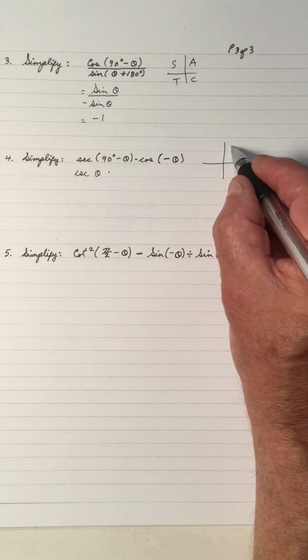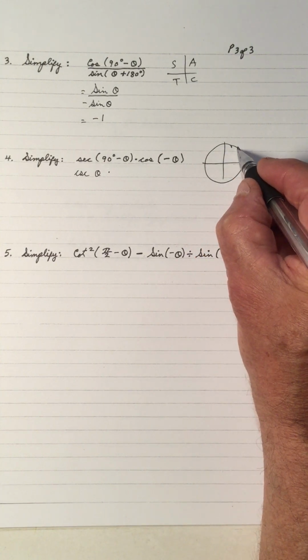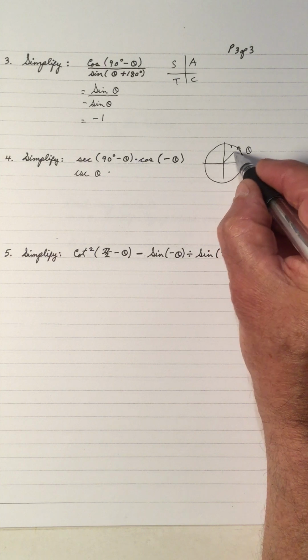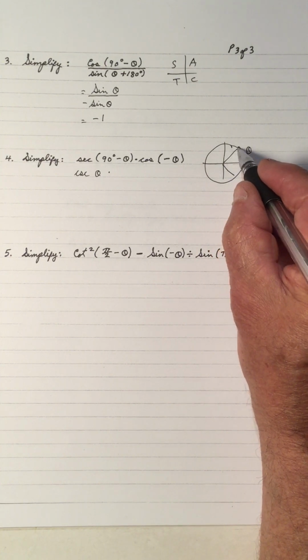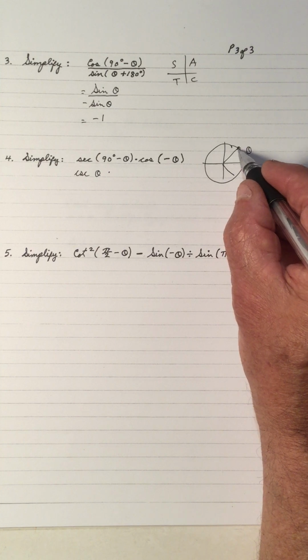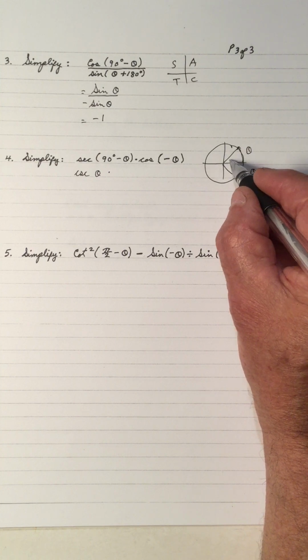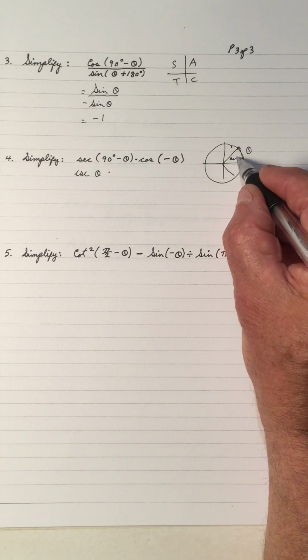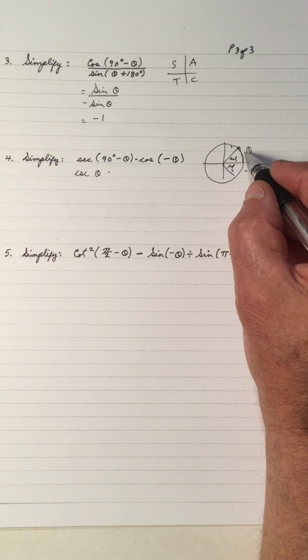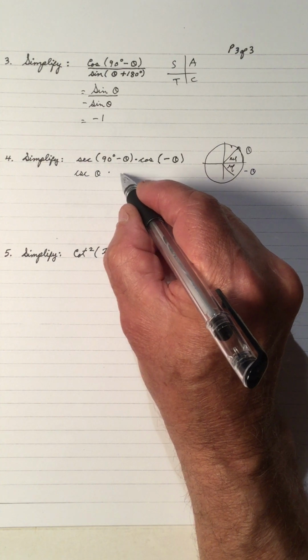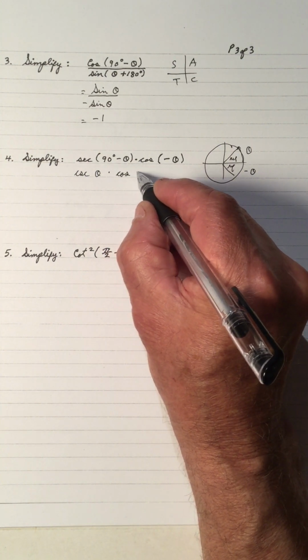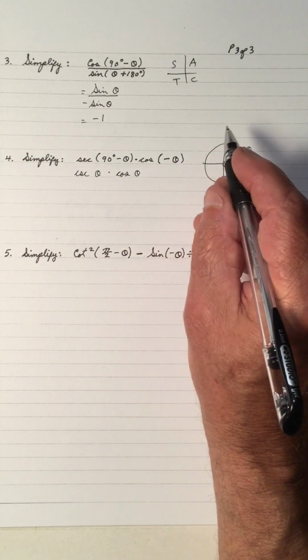Well, we've got a circle, and that's theta right there. And this is negative theta right here. And so the cos of this rotation, the reference angles are the same in each. So the cos here is positive, the cos here is positive. So that's the same as the cos of theta.